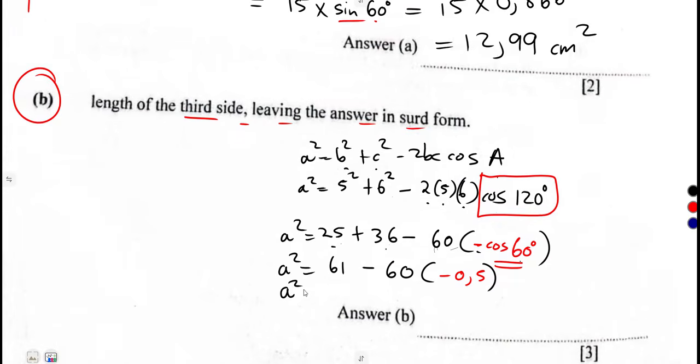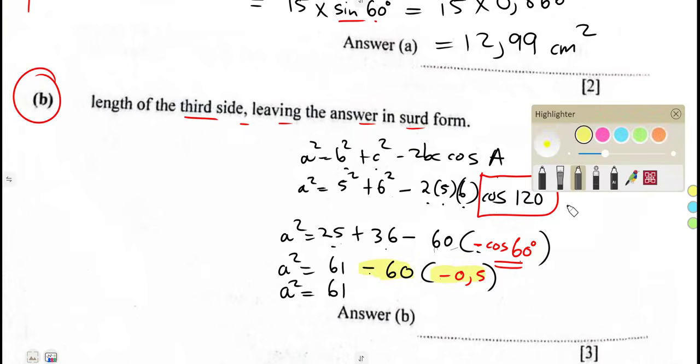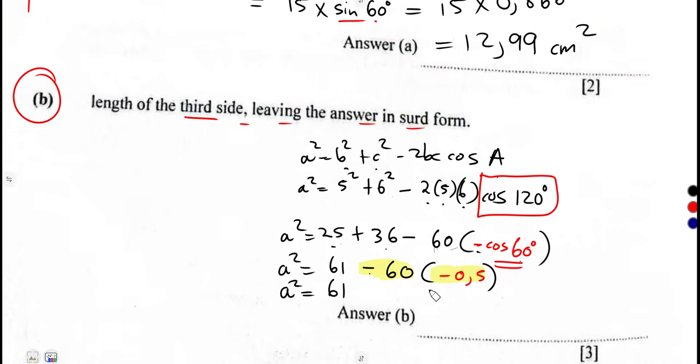All right. So a squared is 61, minus times minus, that's a positive. So this is under a product, minus 60 and minus 0.5, that's a product. So negative times negative, that's what? A positive. 60 times 0.5. 0.5 is a half, so it's half of 60, which is 30. So a squared is equal to 61 plus 30. All right, so you simply add 61 plus 30 here.